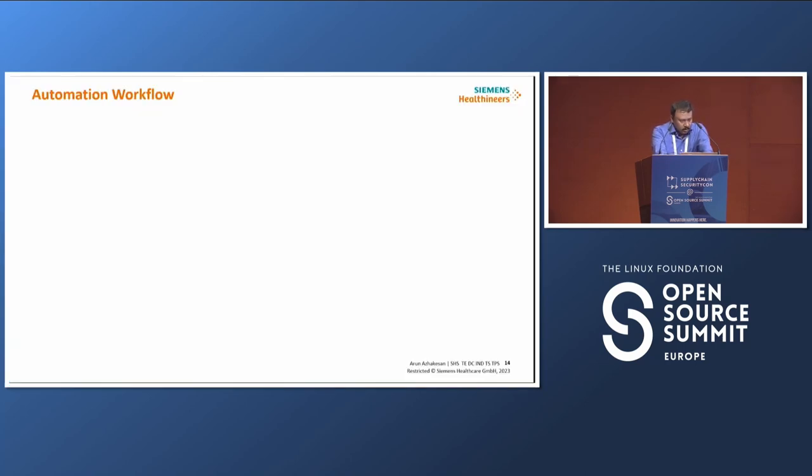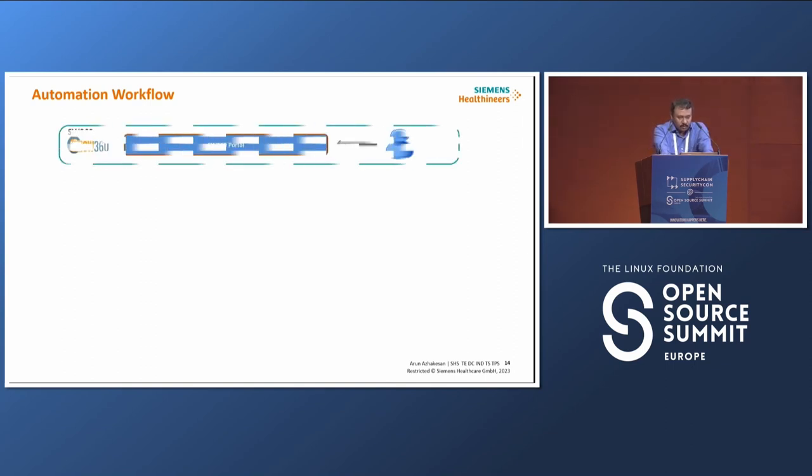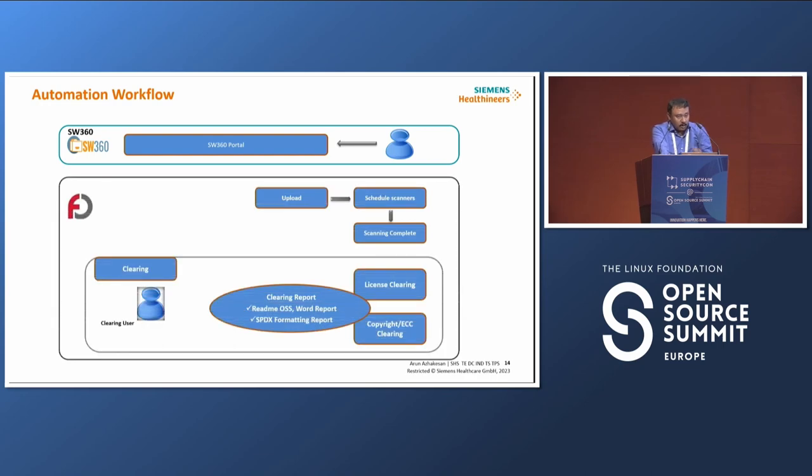I'll just go through the automation workflow that we currently have with FOSSology and SW360. Though the entity here I've shown as a human, it can be an SCA tool that automatically pushes data to SW360. Then SW360 uploads the dependencies or the releases that you have in your project to the FOSSology server. Now FOSSology runs its scanners to find license, copyright, and other details from your library.